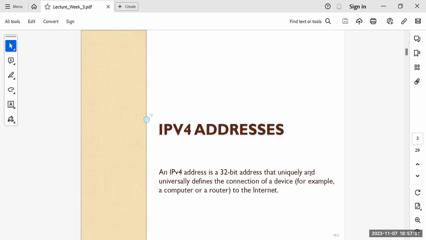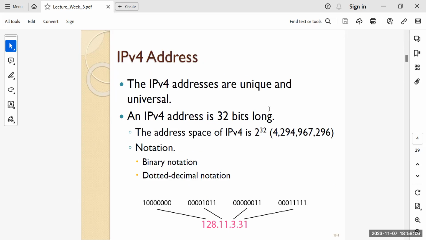So, IPv4 addresses. An IPv4 address is a 32-bit address that uniquely and universally defines the connection of a device, for example a computer or even a router, to the internet. You can see the IPv4 address over here. IPv4 addresses are unique and universal, and 32 bits long. You know well from your digital logic concepts that if you have 32 bits, the total address space that it can cover is 2 power 32, which is this number, which is huge. The notation is usually the binary notation.